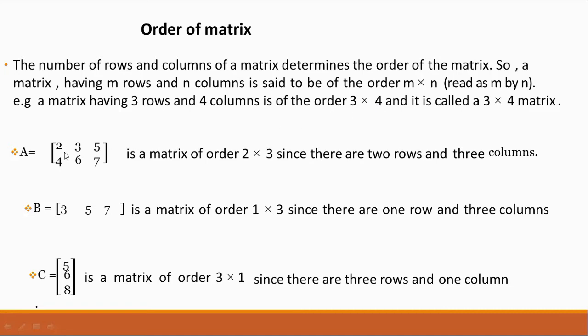Similarly, you see here some examples. In this matrix A, there are 2 rows and 3 columns. So the order of this matrix is 2 by 3. In this matrix, there is 1 row and 3 columns: first column, second column, and third column. So the order of this matrix is 1 by 3. Similarly, in this matrix, there is only 1 column and 3 rows: first row, second row, and third row. So the order of this matrix is 3 by 1.